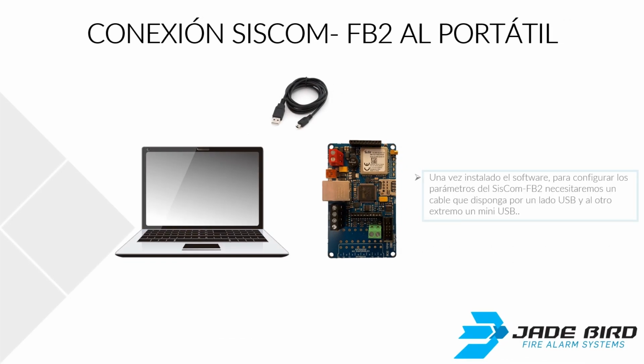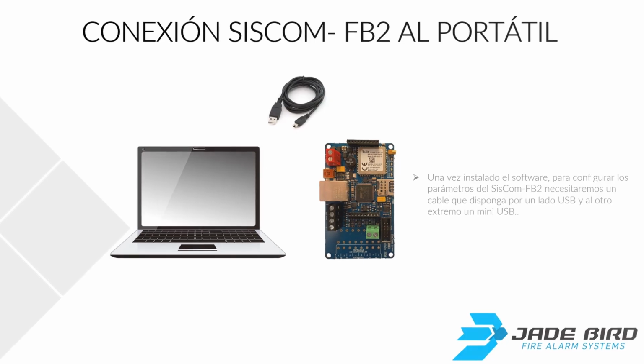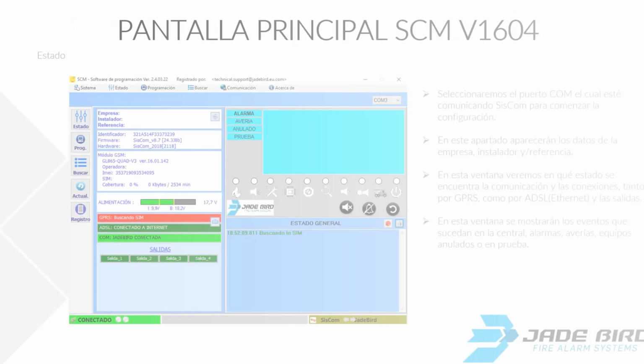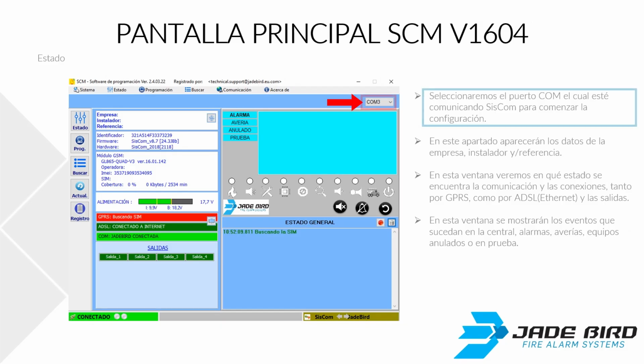Once the software has been installed, for the first connection, it is recommended to connect the USB cable directly between the transmitter and the PC. The cable is not included. We will select the COM port to connect directly to the device.